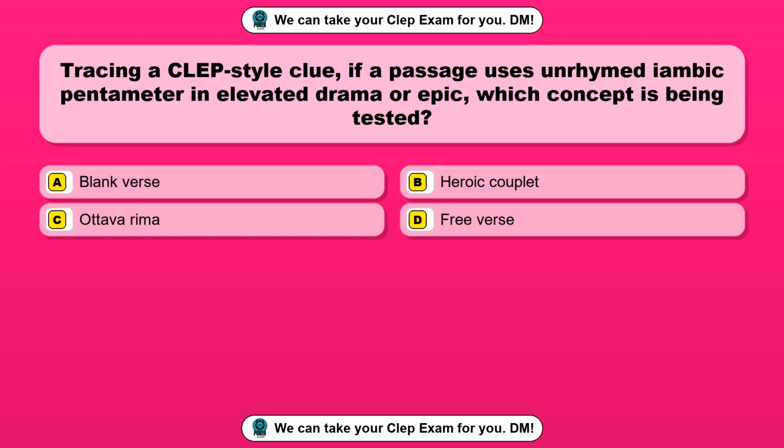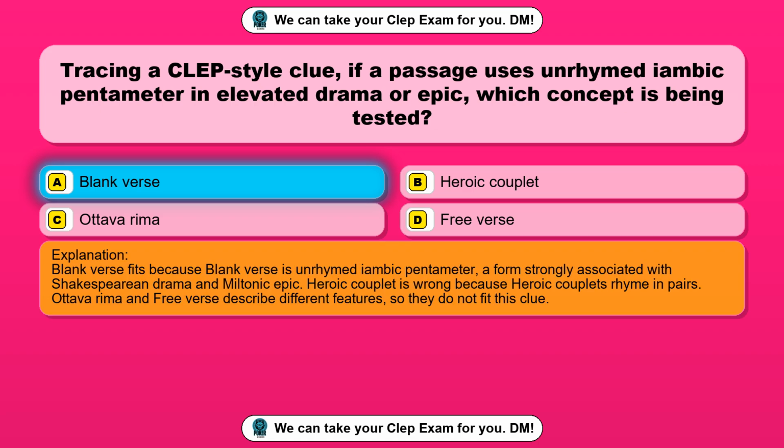Question 41. Tracing a CLEP style clue, if a passage uses unrhymed iambic pentameter in elevated drama or epic, which concept is being tested? Option A, blank verse. Option B, heroic couplet. Option C, ottava rima. Option D, free verse. The correct answer is option A, blank verse.